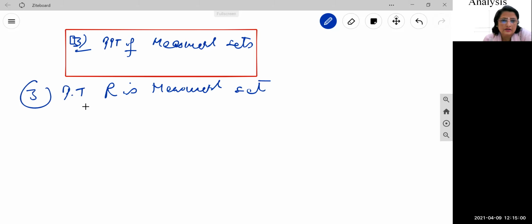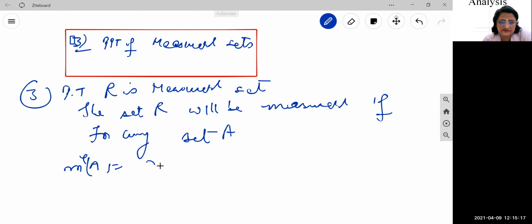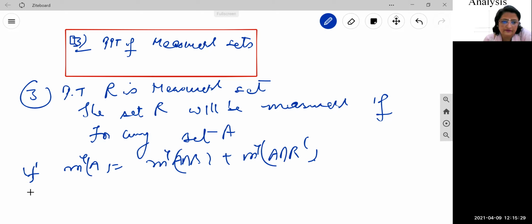ठीक है जी. So the set R will be measurable if for any set A, m star A is equal to m star A intersection R plus m star A intersection R complement. इसको हम if and only if से कर लेते हैं. जो आंसर एंड में आएगा अगर वो हमारा होल्ड कर जाता है, मतलब ये कंडीशन होल्ड कर जाएगी. So m star A intersection R, this is equal to A.